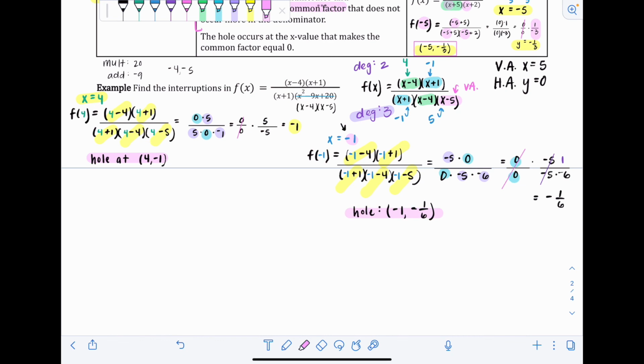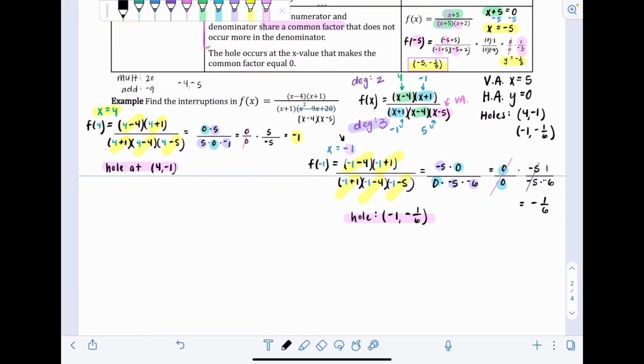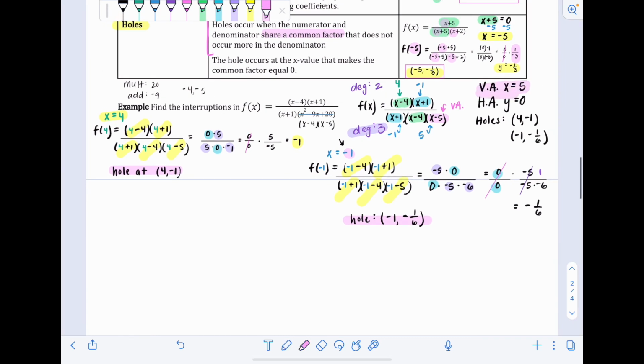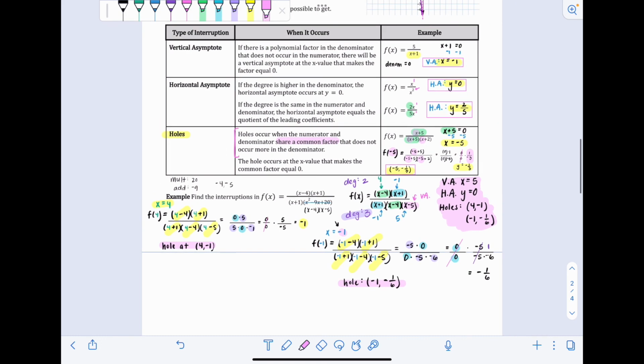I'm just going to write that up with my asymptotes and stuff like that. So for our holes, the first one we found was at (4, negative 1). The second one we found was at (negative 1, negative 1/6). And then our vertical asymptote was at x equals 5, horizontal is at y equals 0, and then we got our holes there.